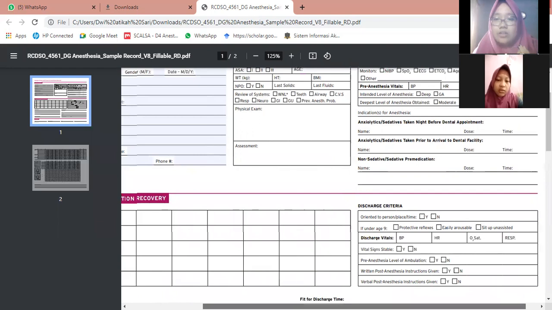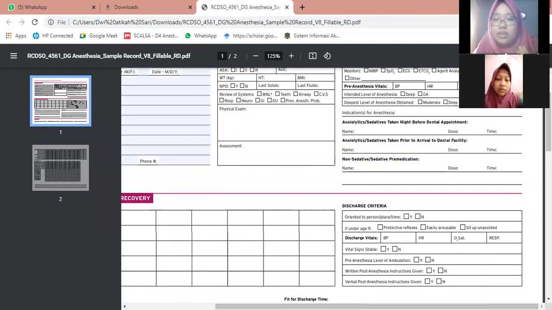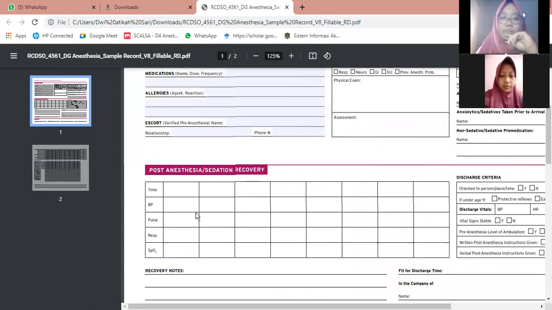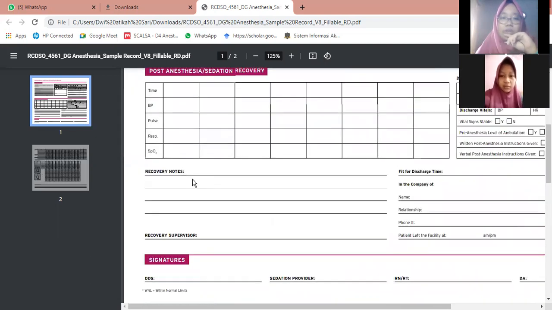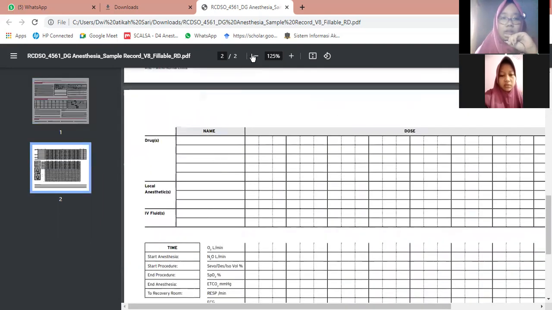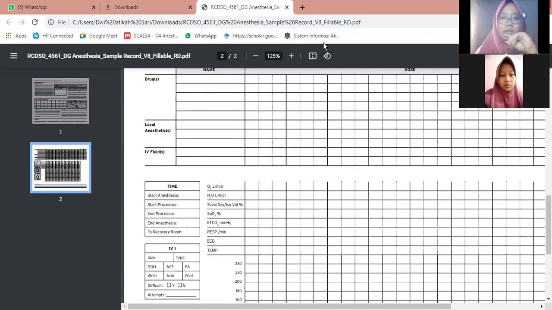And the others is discharge criteria. You can cross it on the post anesthesia and also here post anesthesia or sedation recovery. And also recovery notes if you have a message to be delivered to the nurse in the ward. So that's it for my presentation. Thank you.